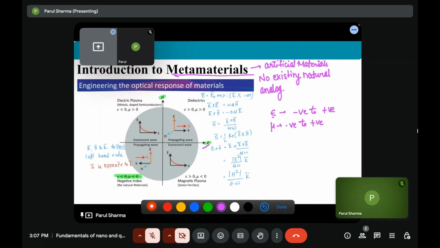We have some materials which can exhibit a magnetic response also. In the previous lectures, for all the materials, we considered the permeability to be one, that is, mu is equal to 1 in earlier lectures.